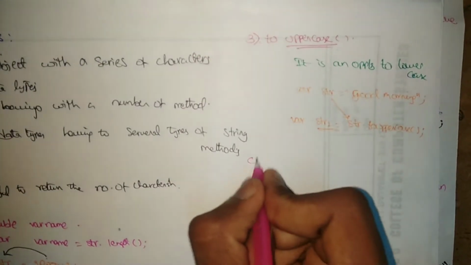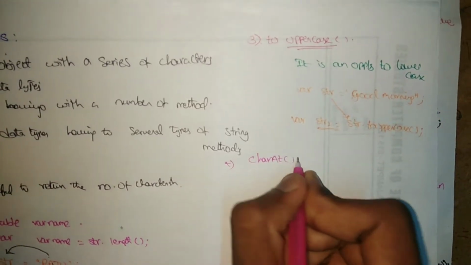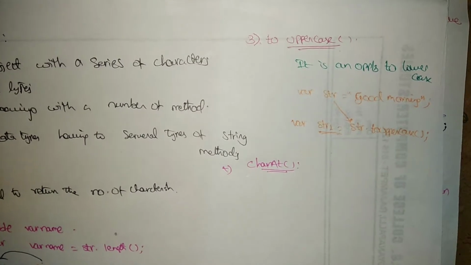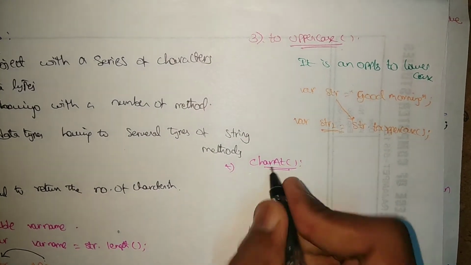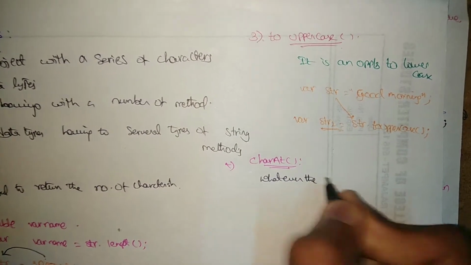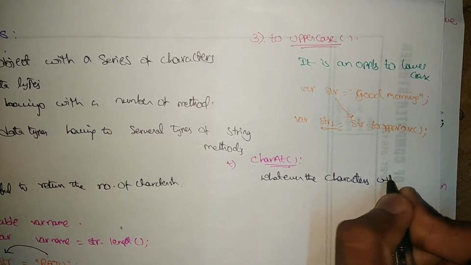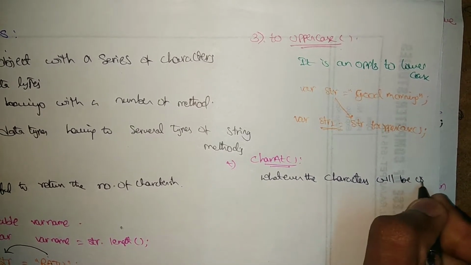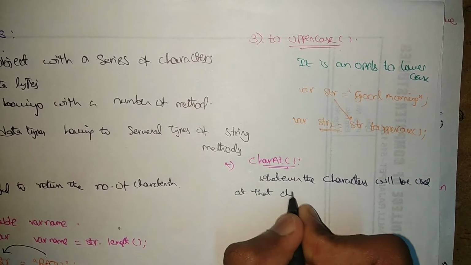Now next, the fourth one, charAt. It is useful to return the character at a given position. Whatever position is used, the character at that position will be returned.